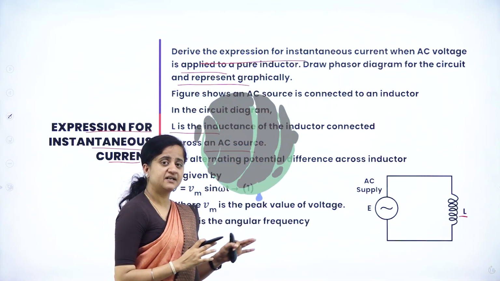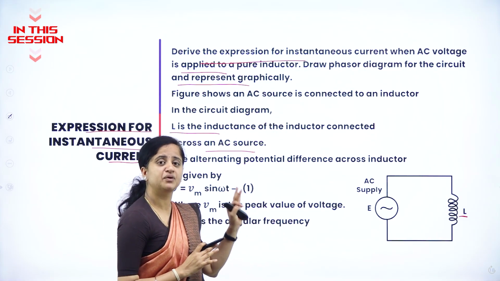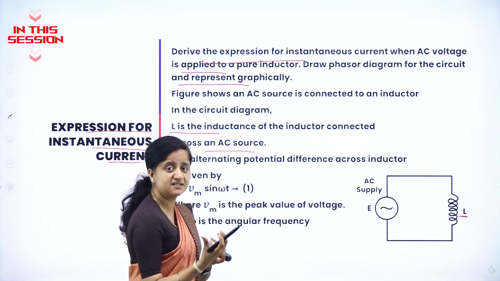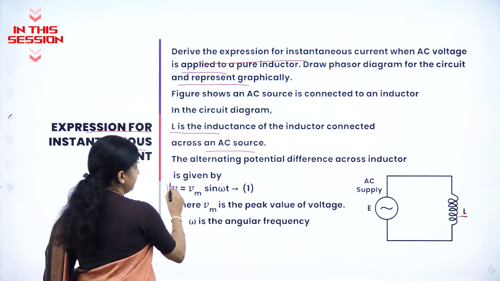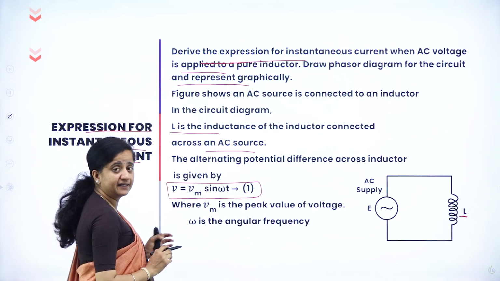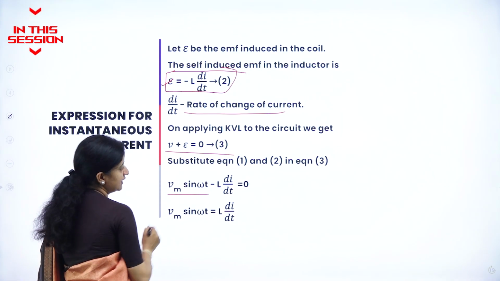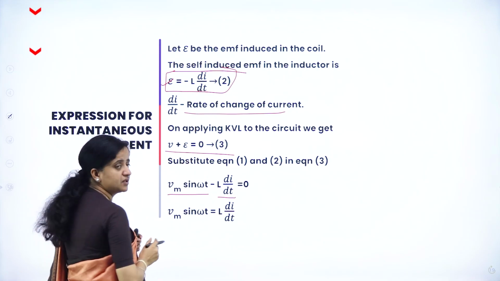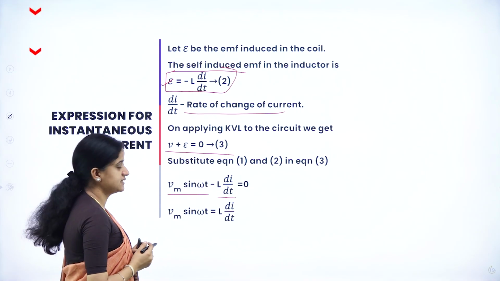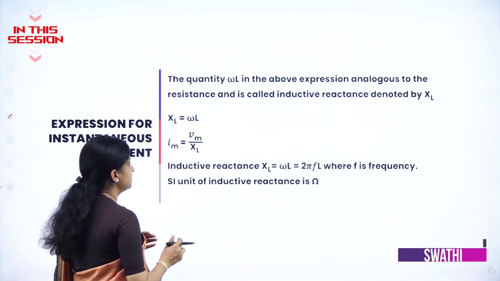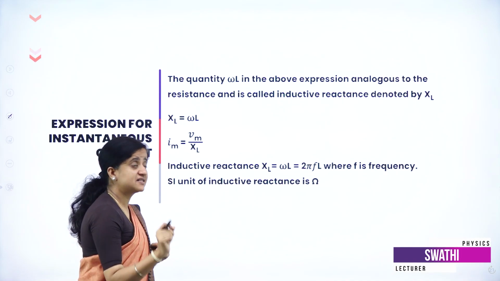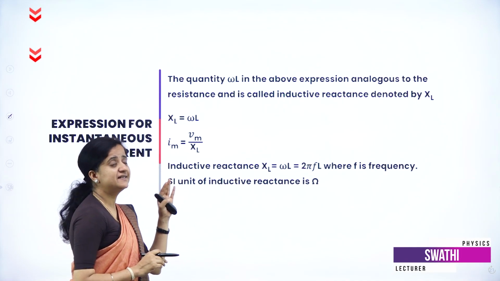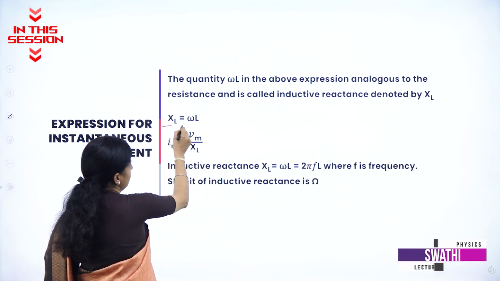As soon as a source is connected to an inductor, there exists a potential difference, or an instantaneous voltage, which is given by V is equal to Vm sin omega t. V is nothing but Vm sin omega t from equation 1, and E is nothing but minus L di by dt from equation 2, which is equal to 0. The quantity omega L in the expression is analogous to the resistance, and that is called inductive reactance, which is denoted by XL.